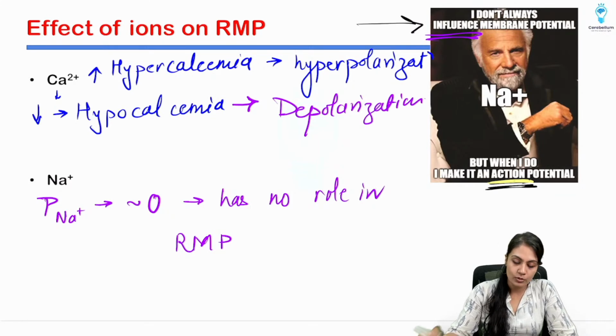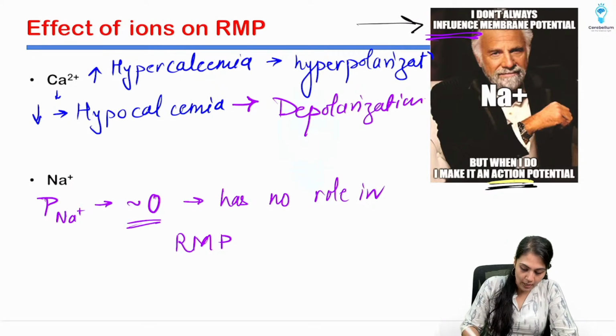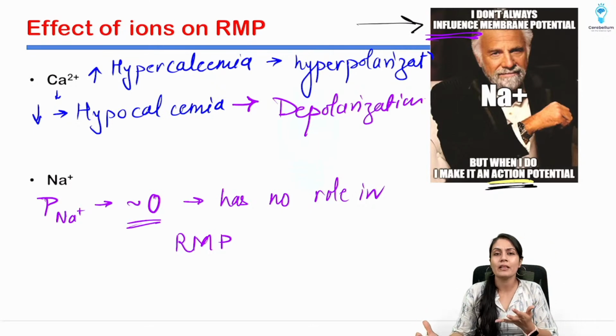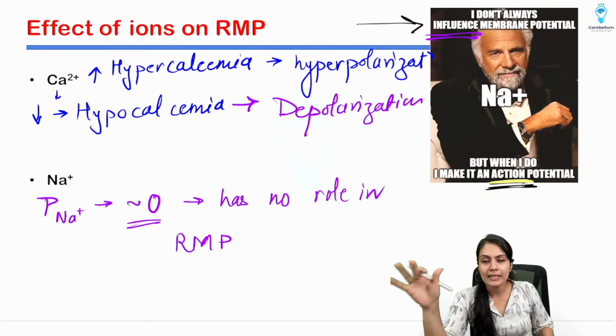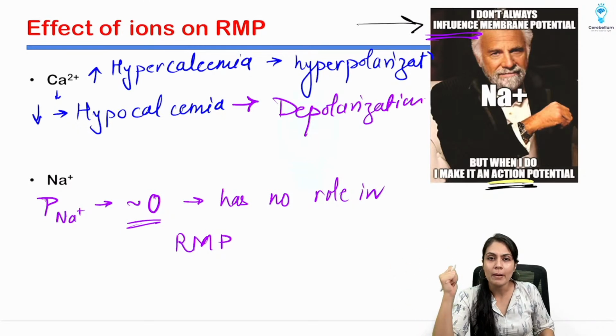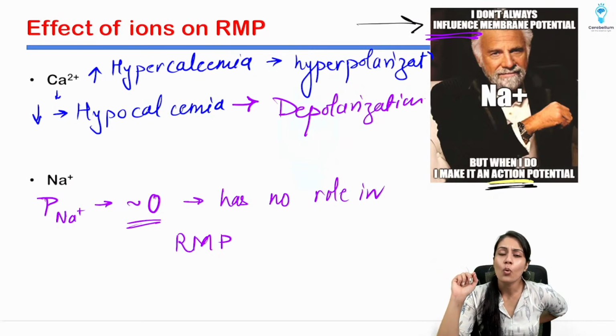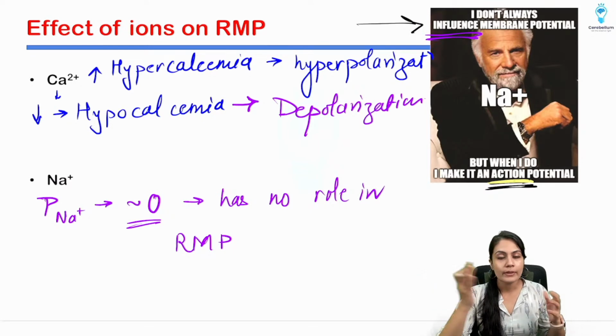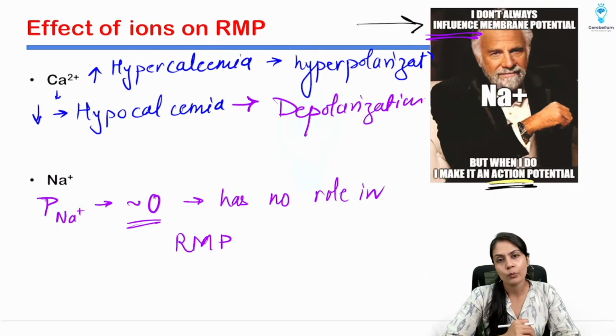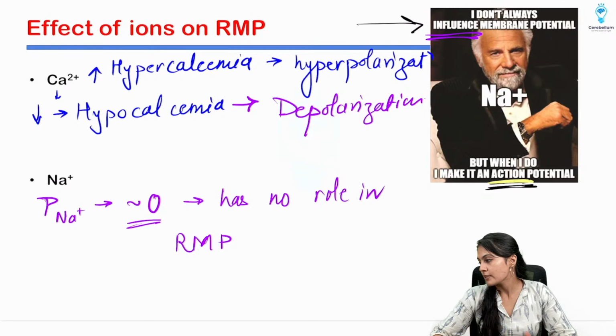Okay, why? Because the permeability is almost 0, so no matter what is happening in the blood, whether sodium increases or decreases, there is no permeability. Whatever permeability is there is through the leaky channels, and leaky channels have very, very low conductance, which is allowing the ions to come inside. So that is why it won't affect the cell depolarization or repolarization much.